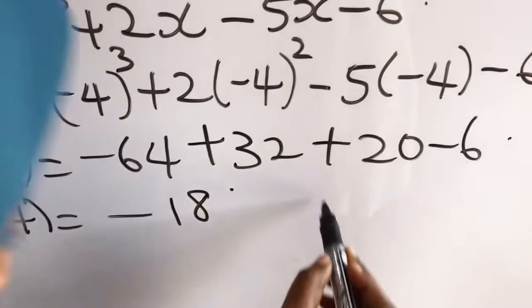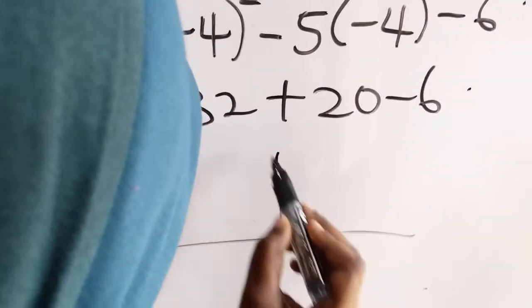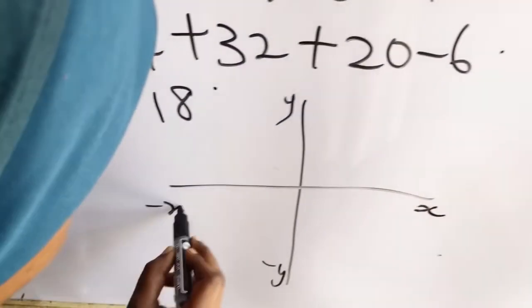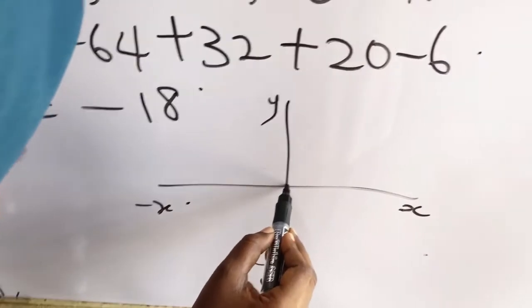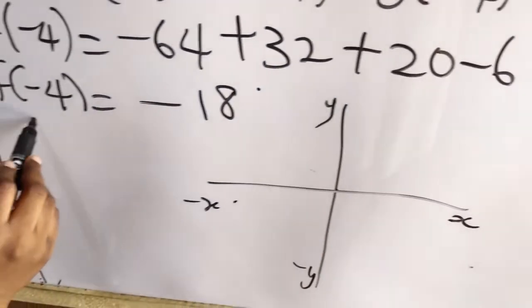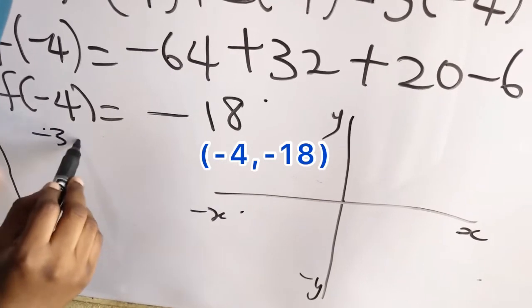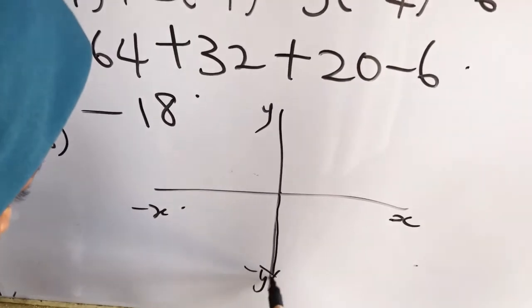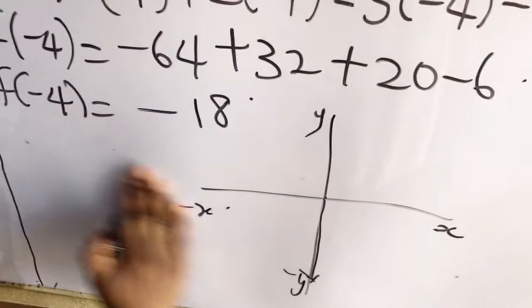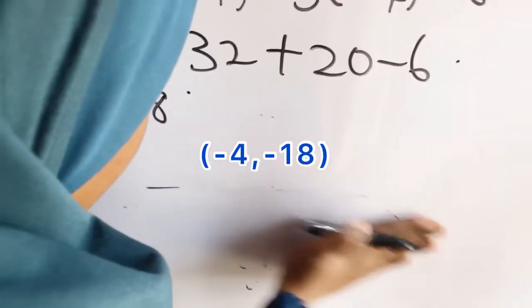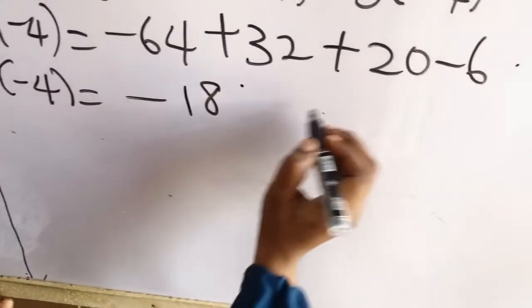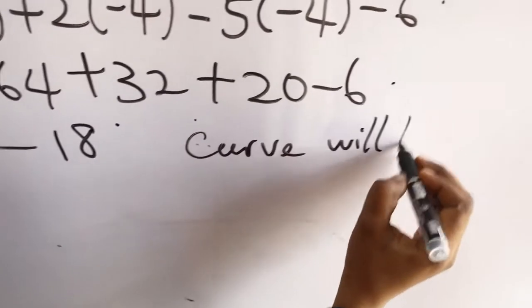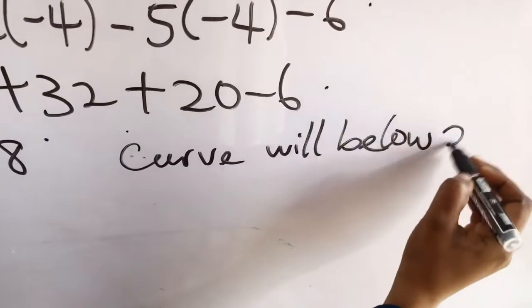So let's quickly check. You know that this is y, this is minus y, and here is positive x, here is negative x. So that means the point we want to draw for x will be minus 3, minus 18. So let's check. It will be below the x-axis. So minus 3, minus 18. This one, the curve will be below the x-axis.